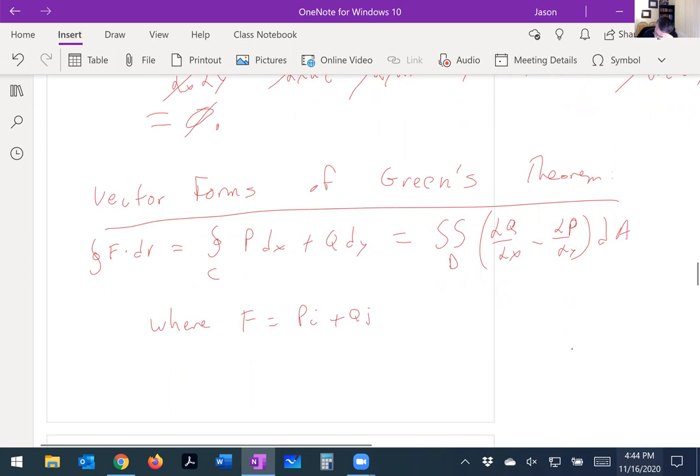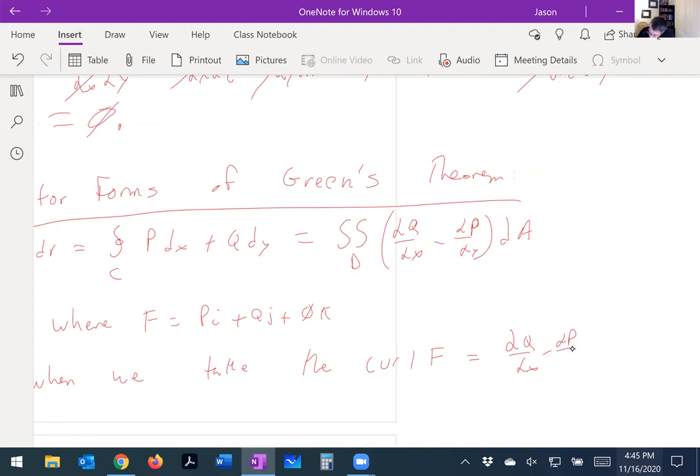But we saw what when we take the curl of F? What happens when we take the curl of F here? We did that already. When we had 0 k here, we're only left with that one term. The curl of F ended up being dQ/dx minus dP/dy, in the k direction.